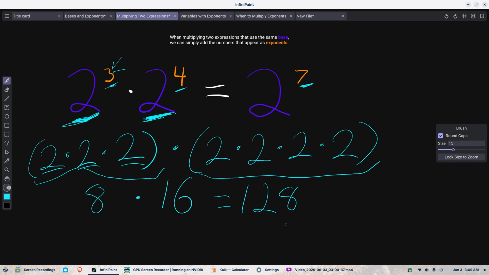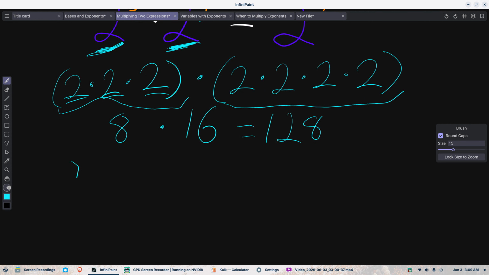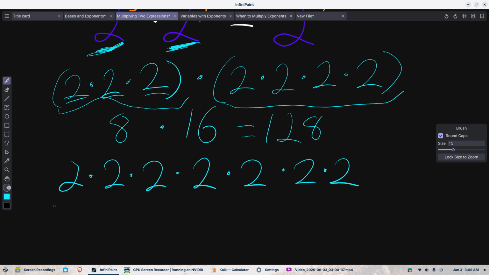128. And if we were to do 2 to the 7th, I'm going to scroll down a bit. That would expand to 2 times 2 times 2 times 2 times 2 times 2 times 2. And we can count them just to be sure.